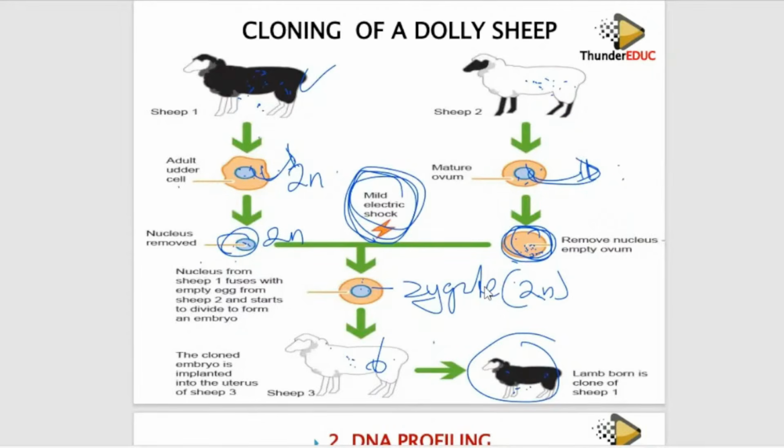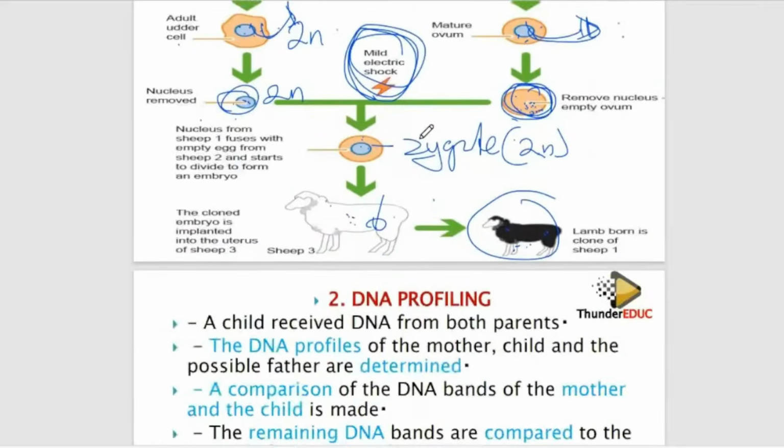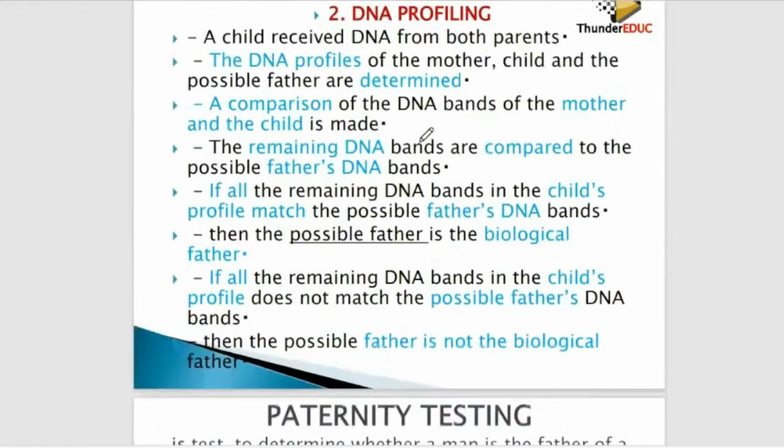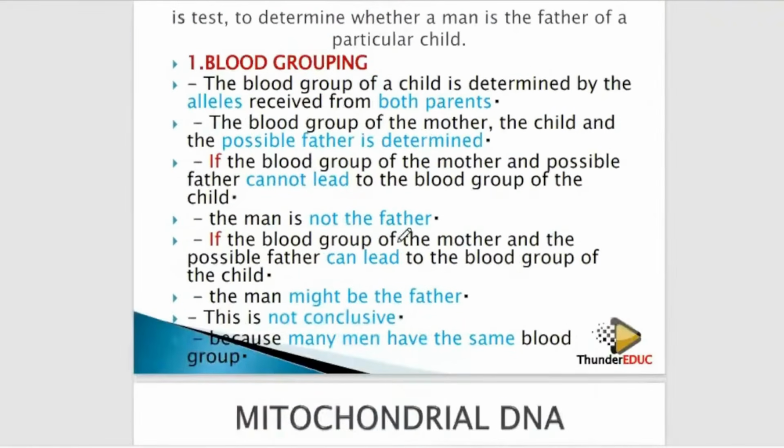So when they ask you such questions, they're not that difficult. You'll be able to answer and get it right. Paternity test, blood group. It's the same thing we are saying. This is the question I was asking: is it conclusive? It's not conclusive, because many have the same type of blood group. So it's not conclusive to confirm or determine that this is the parent of the child.